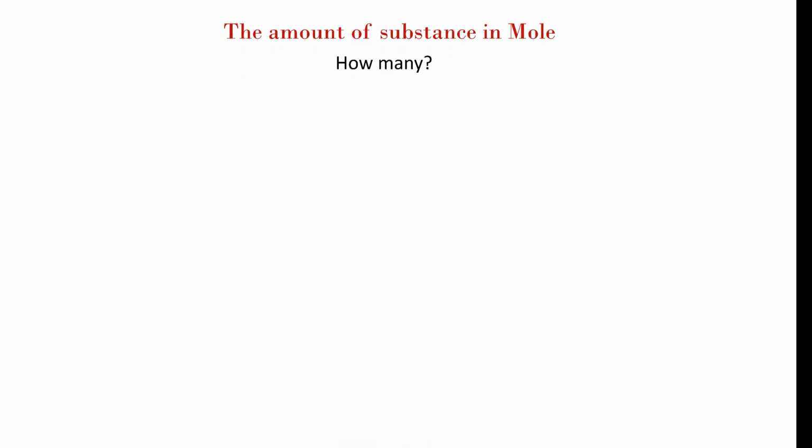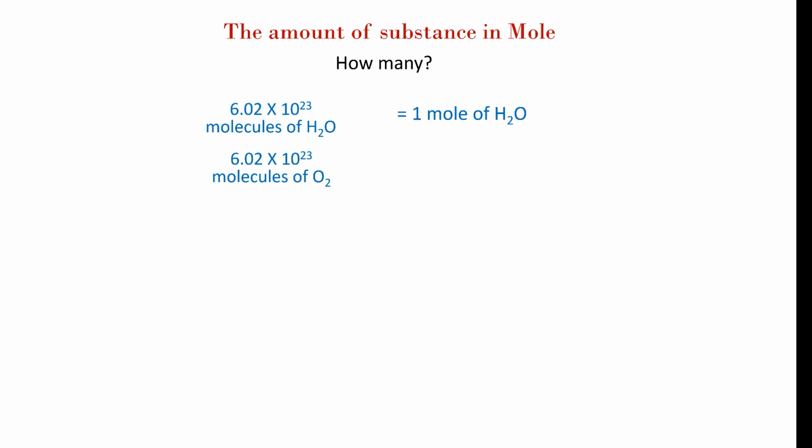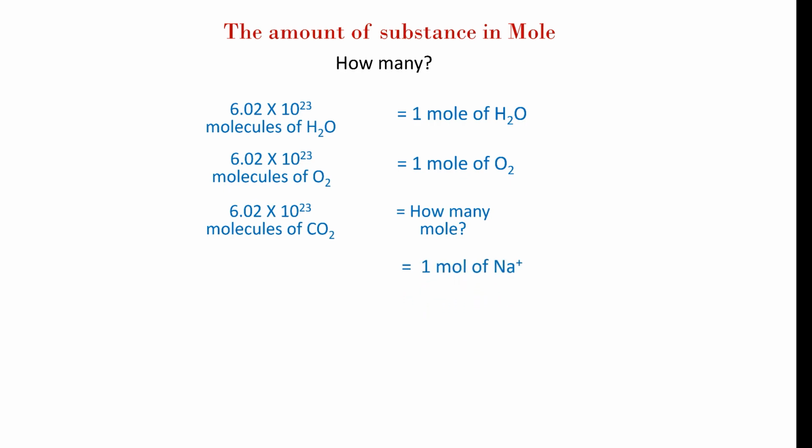The amount of substance in mole. So when you have 6.02 into 10 to the power 23 or Avogadro number of molecules together, you call this 1 mole of water. When you have Avogadro number of oxygen molecules together, you call this 1 mole oxygen. And when you have Avogadro number of carbon dioxide together, what do you call this? 1 mole carbon dioxide. And how many ions together? You call this 1 mole of sodium ions.